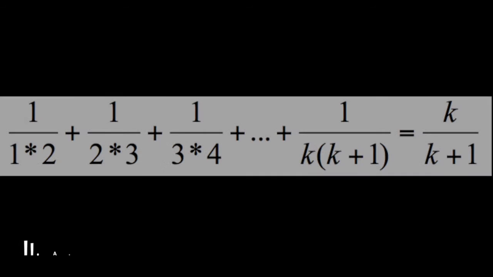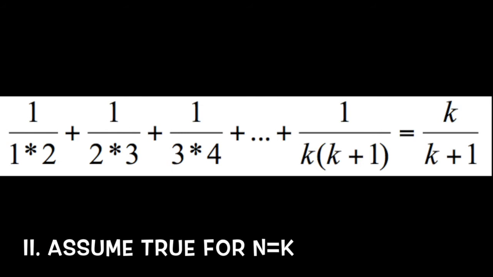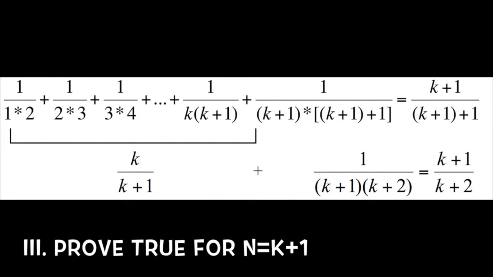The second step is to assume the series works for n equals k. To show this, substitute all the n's in the series with k's. The third step is to prove that the series works when n equals k plus 1. To show this, rewrite the series from step 2, but add the term 1 over (k plus 1) times ((k plus 1) plus 1) on the left side.